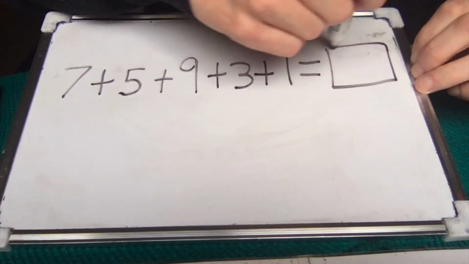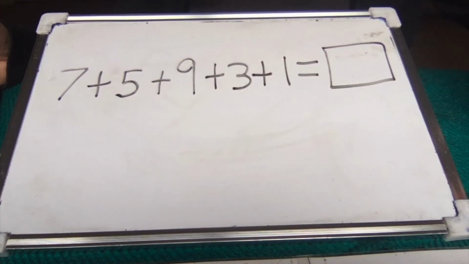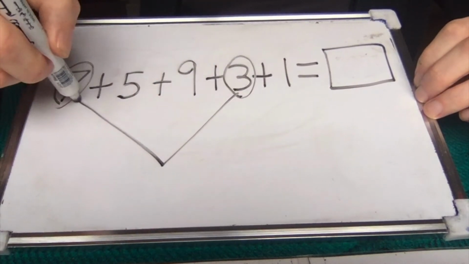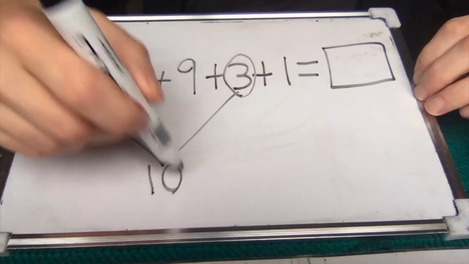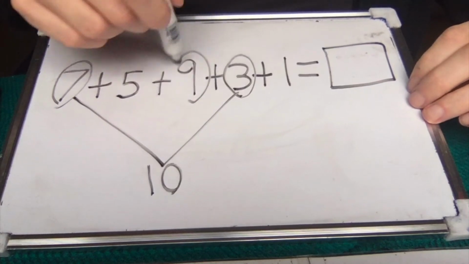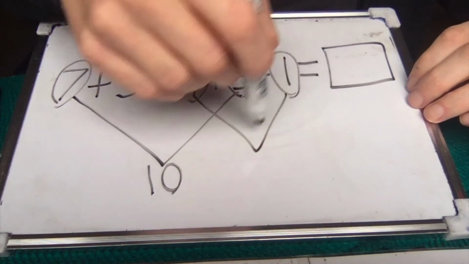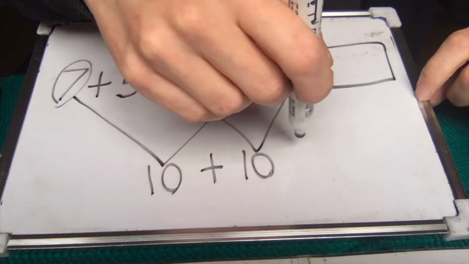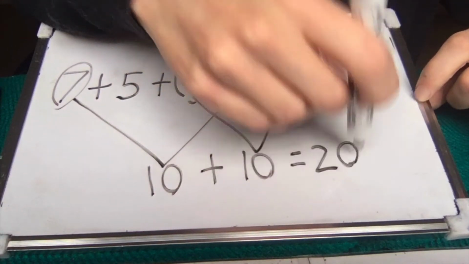I am asking you to add together 5 numbers. What do you notice? What do you see? What do you think about these 5 numbers? Somehow I'm hearing already, some people have noticed. They know that a 7 and a 3, 7, 8, 9, 10. There's a 10 there already. And what was that? A 9 and a 1? Is another 10? And I'm hearing you saying 10 plus 10 is 20.